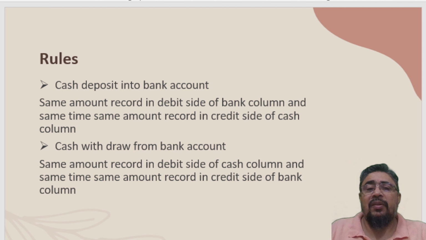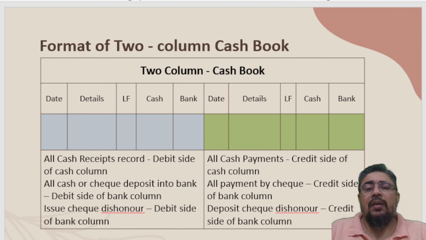This is a contra entry. For cash withdrawn from the bank account, the same amount is recorded on the debit side of the cash column, and at the same time the same amount is recorded on the credit side of the bank column. It is also a contra entry. So cash deposit into the bank and cash withdrawal from the bank are very good examples of the contra entry.